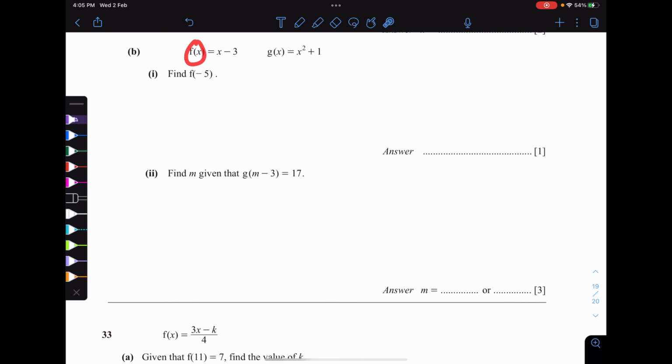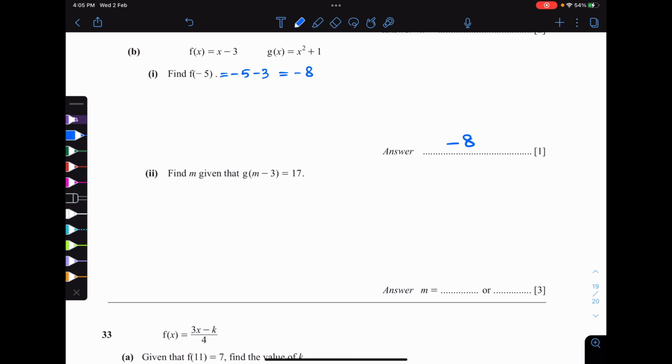There are two functions now, function f and function g. The first part requires us to put x equal to minus 5 in the function f. So let's do that. Minus 5 minus 3 would give us negative 8.